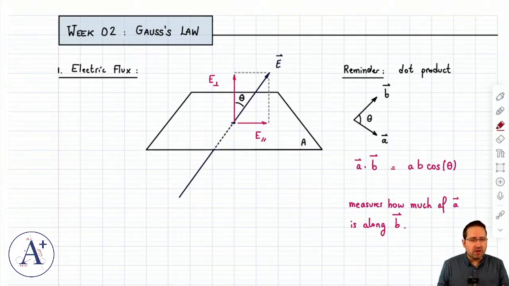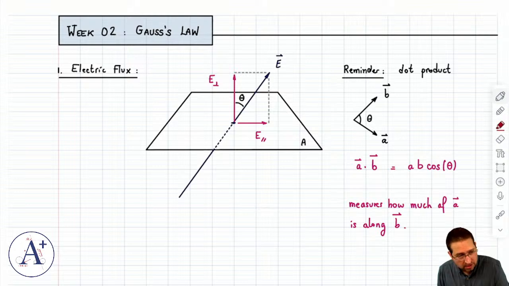So E parallel is a component we don't care about. In fact, the only component we do care about is E perpendicular. That will be the fraction of the electric field that actually goes through this surface, okay? So I would like to figure out how much of E is along this direction, and therefore I need to give this direction a name.